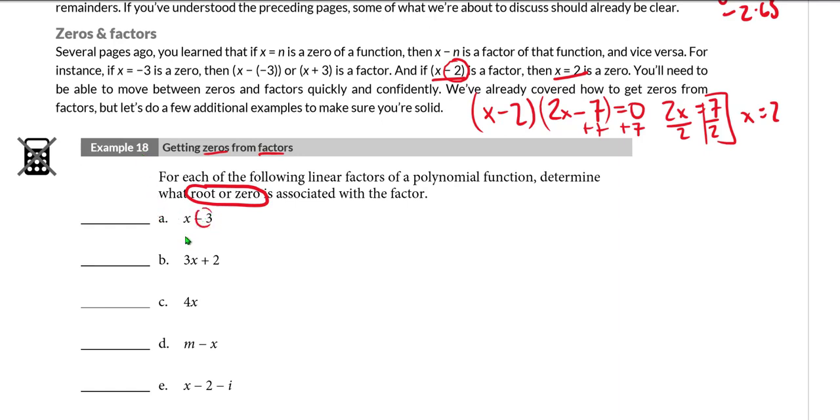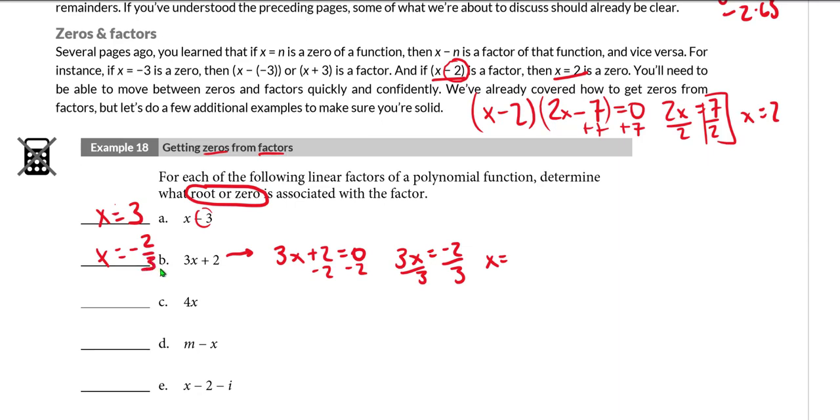We can just take the opposite of the number here, and we get that x equals 3 would be a 0 of this quadratic. For the factor in 18b, we're going to use the zero product property, so we will set that factor equal to 0. We will subtract the 2 from both sides. We get 3x equals negative 2. Divide by 3, and we get x equals negative 2/3.